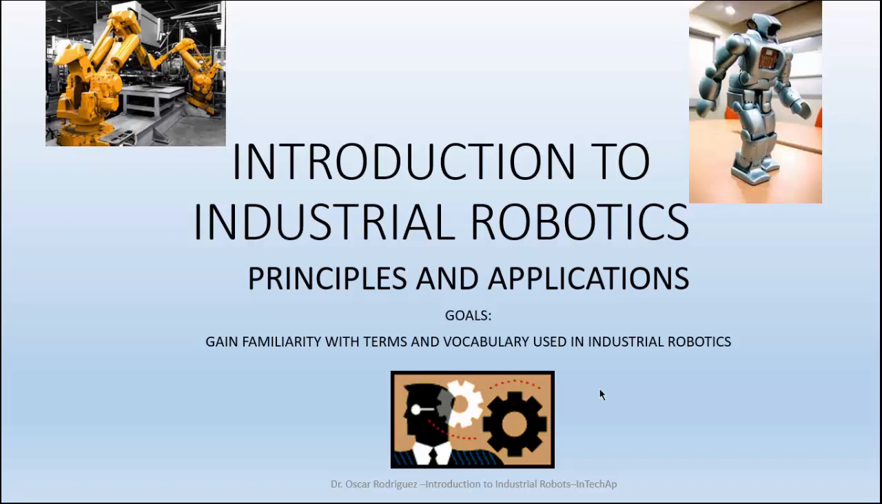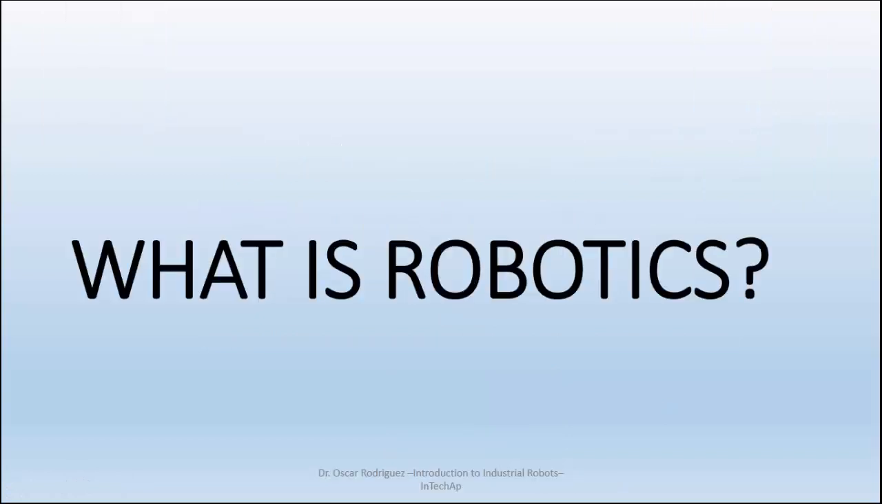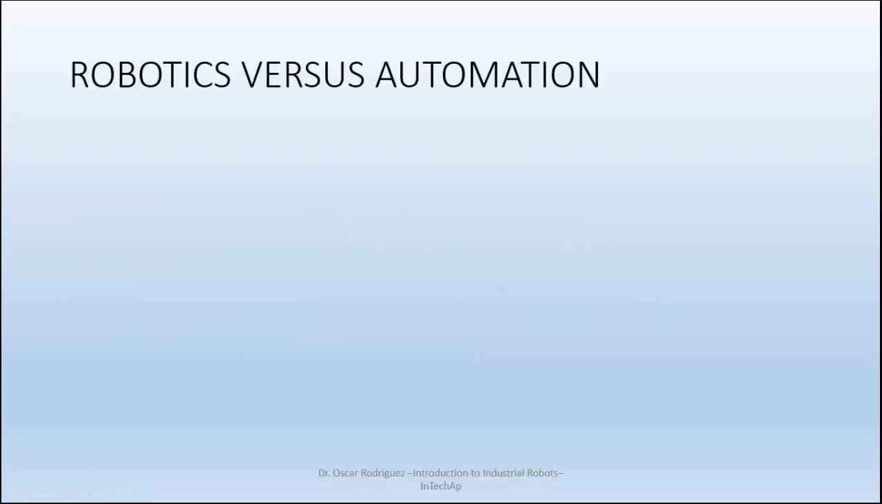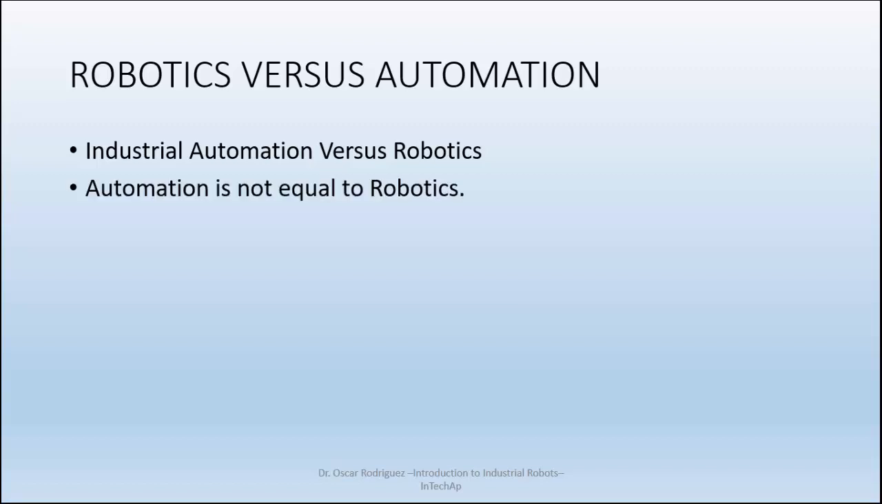In this segment, we're going to be talking about what is robotics from the perspective of trying to differentiate between automation and robotics. That really is what we're looking at, differentiate between automation and robotics, and define in a simple way robotics. There's going to be a deeper definition at some point, but I want to concentrate ourselves on those two items as we have this conversation here. So robotics versus automation, sometimes they can be used interchangeably, or sometimes they can be confused, but there are some slight differences when we talk about industrial automation versus robotics. Automation is not exactly equal to robotics.